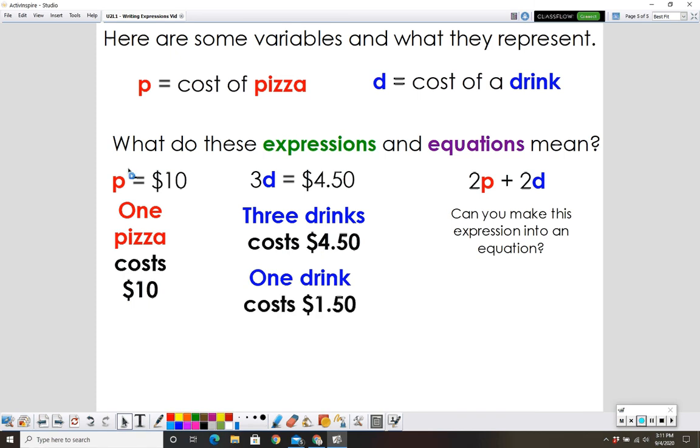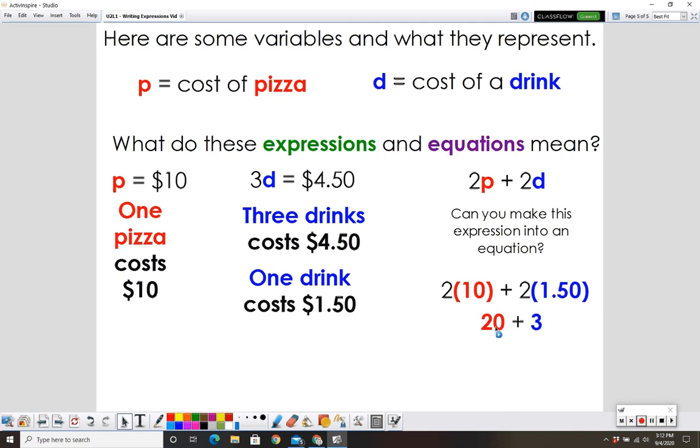And finally, you can use what you have here to help you solve problems. It says, can you make this expression into an equation? It's not an equation because it doesn't equal anything. So when we look at this, 2P means I have 2 pizzas and 2 drinks. So 2 pizzas, what I'm going to do is I'm going to look at it like this. 2 pizzas. Each pizza is $10. Plus 2 drinks, I know each drink is $1.50.